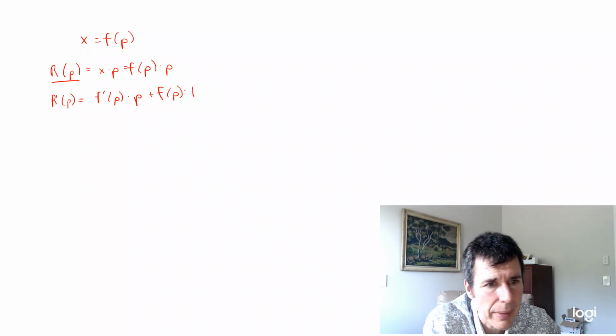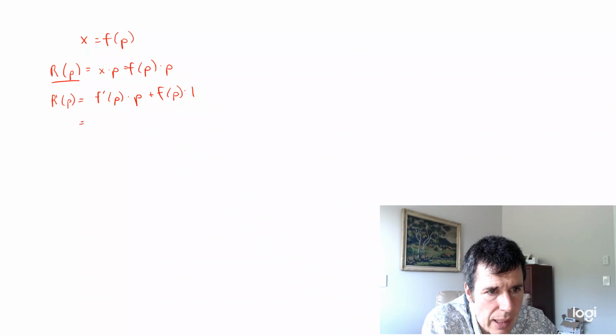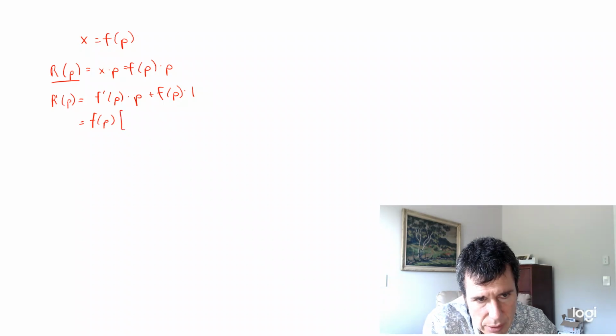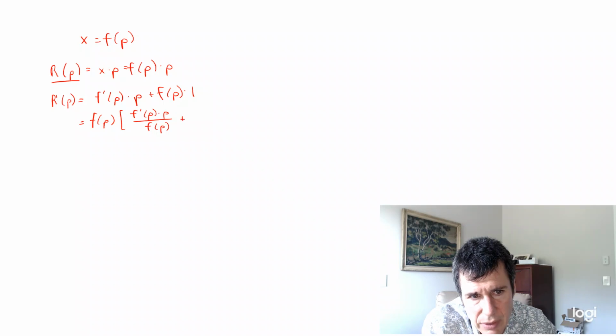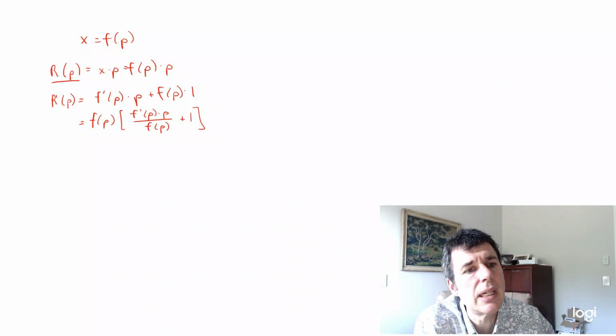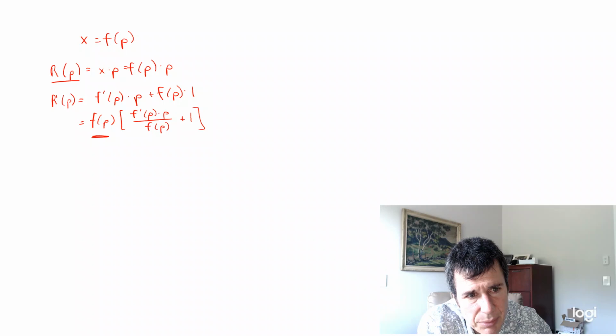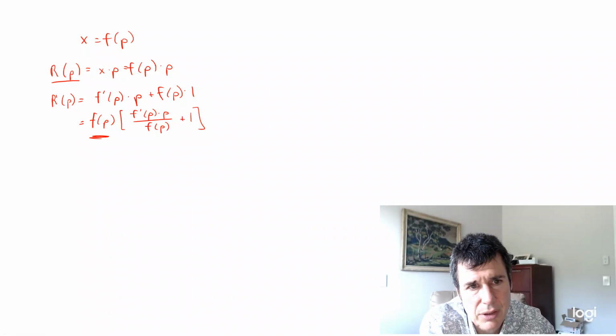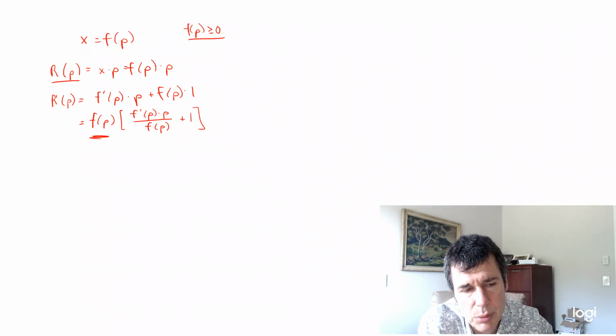So now I'm going to do something a little bit strange. I'm going to factor an F of P out of this equation. So F of P, well, there was no F of P in this first term, so that's simply F prime of P times P over F of P plus 1. Now, first off, F of P is positive, right? Demand is positive. So F of P is greater than 0, or maybe greater than or equal to 0.